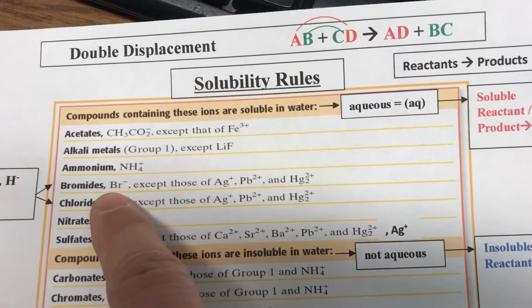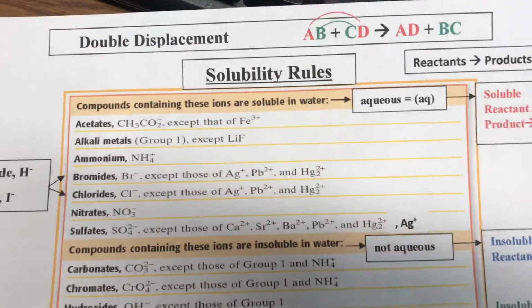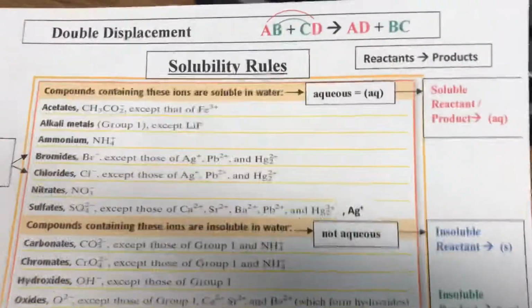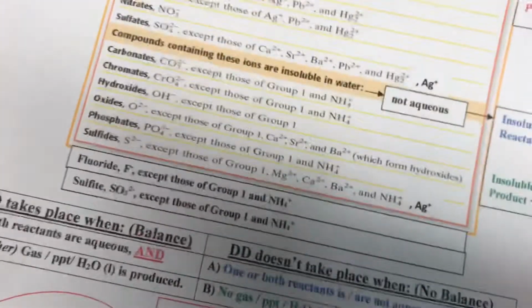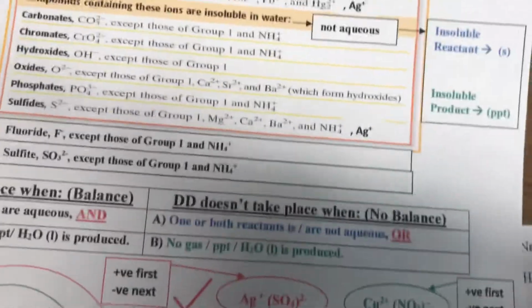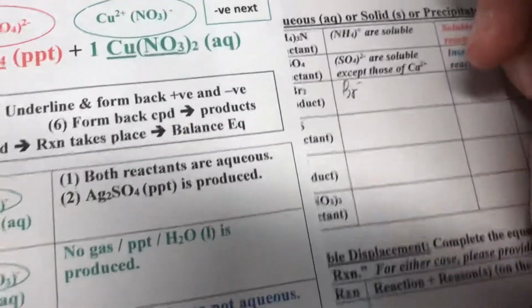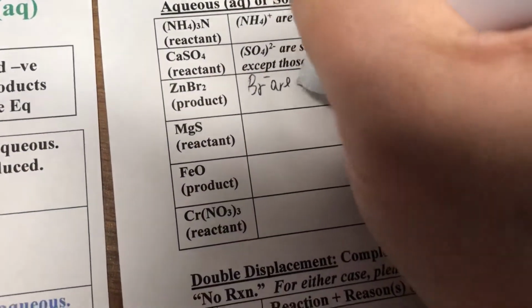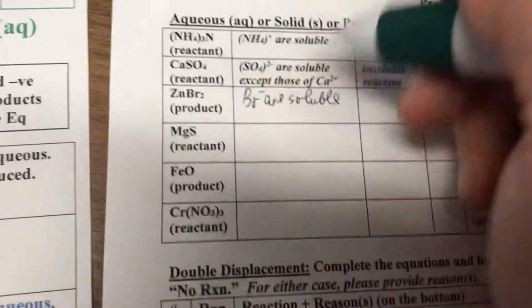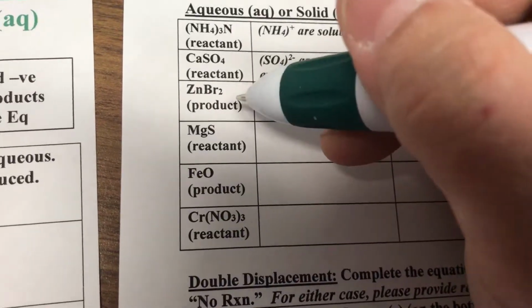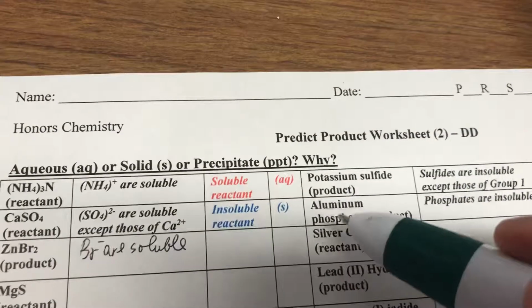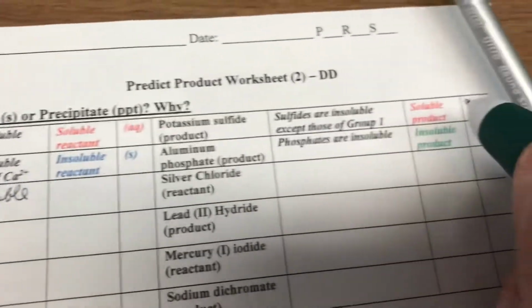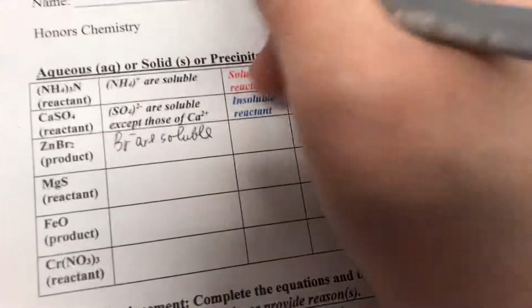How do you read it? Bromides are soluble. Br minus are soluble. That's all I write. So you read it as a soluble product, and a soluble product is actually aqueous.